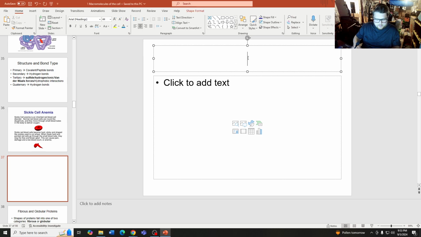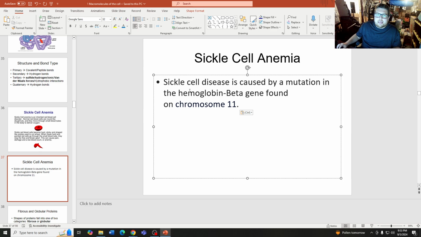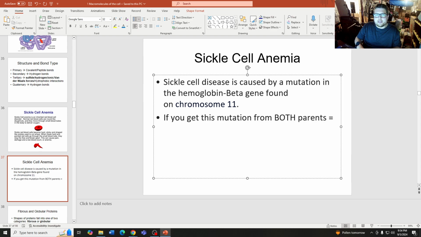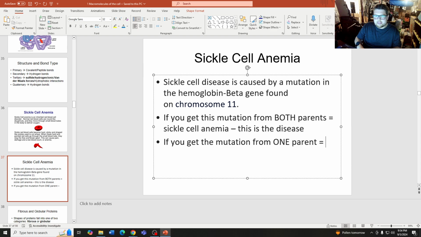So, with sickle cell anemia, essentially there is a mutation in the hemoglobin beta gene found on chromosome 11. If you get this mutation from both parents, that is what is known as sickle cell anemia. This is the disease. If you get the mutation from one parent, that is what is known as sickle cell trait. Not great, but not life-threatening like the disease.